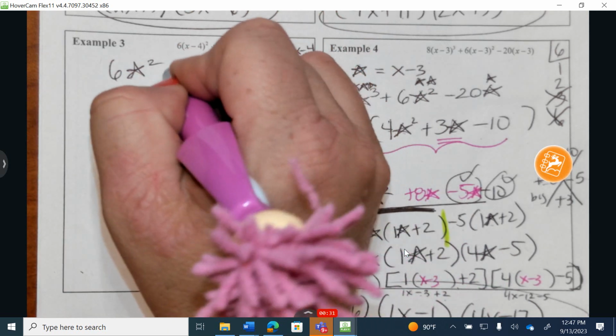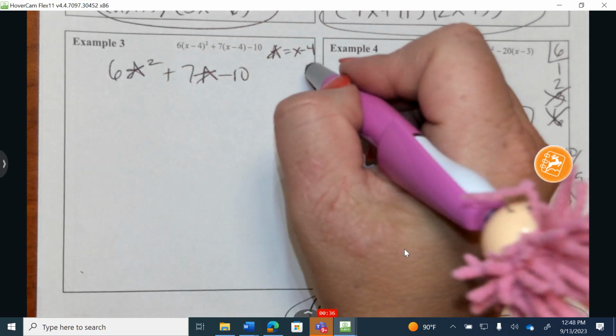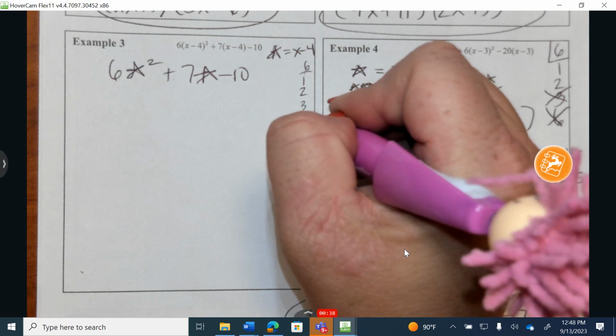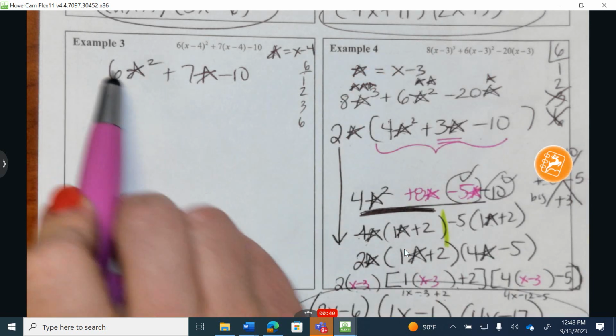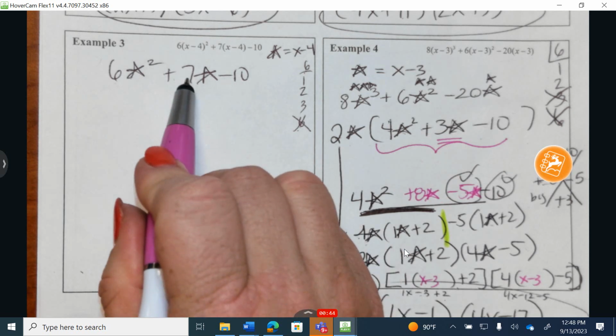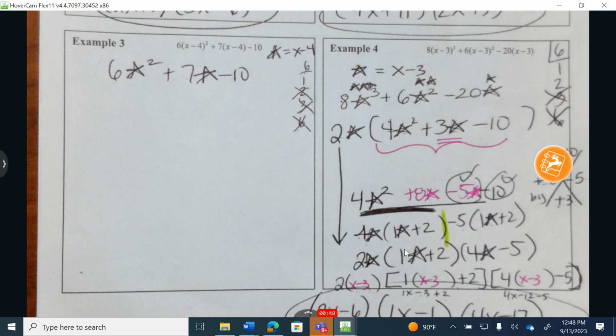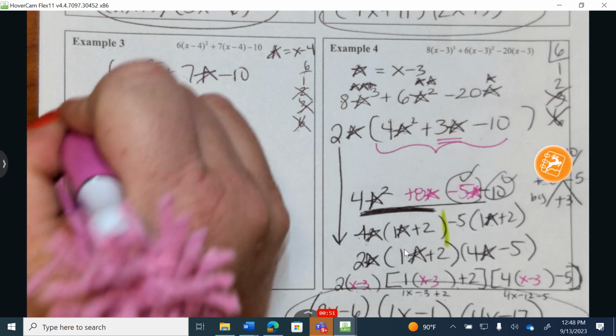So 6 star squared plus 7 star minus 10. Smallest number is 6, and I'm going 1, 2, 3, and 6. I start with 6. 6 divided by 6 works. 7 divided by 6 is a decimal. 7 divided by 3 is a decimal. 7 divided by 2 is a decimal. So I can't factor out a numerical value.